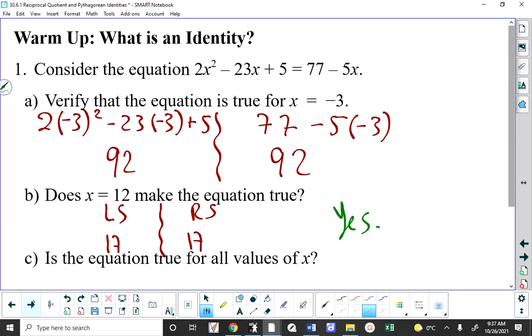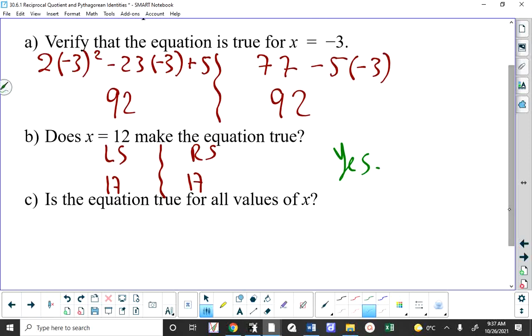Is it true for any value of x? Well, you don't know how to prove if something is true for any value of x, but if you can find one value of x where it's not true, then we can answer this question and say no. What's a really simple number to use for x? How about 0? Because if I put 0 in for x, all of the variable terms disappear, and all we're left with on the left side is 5 and 77.